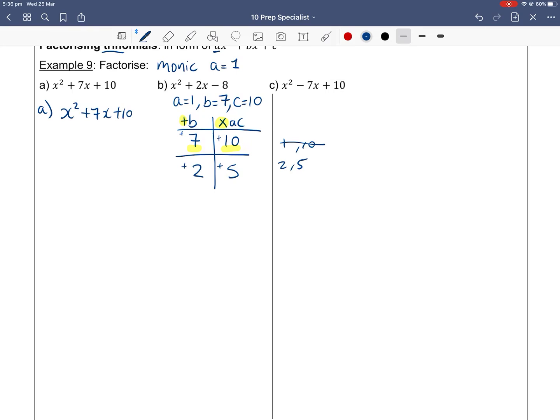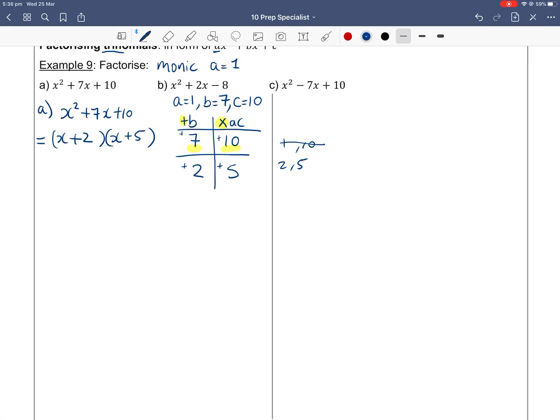So when we factorize it, x squared plus 7x plus 10 equals bracket, bracket: x plus 2, because that's our first number, and then x plus 5. So we have factorized it. You can check your factorization by expanding your brackets using FOIL. You should get back what you started off with, which is x squared plus 7x plus 10.